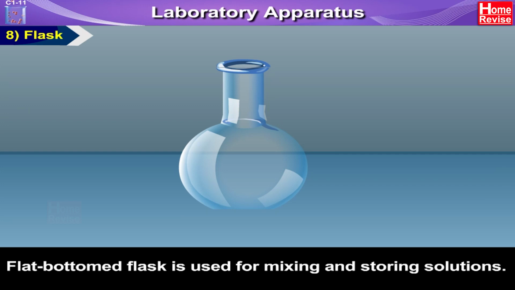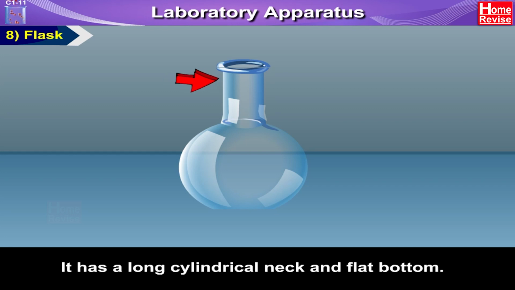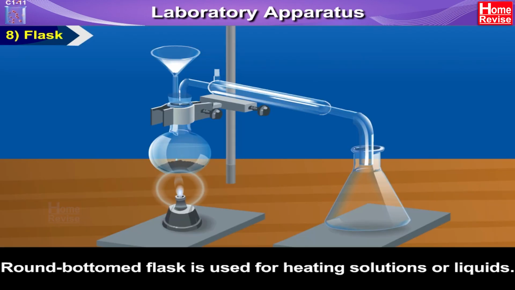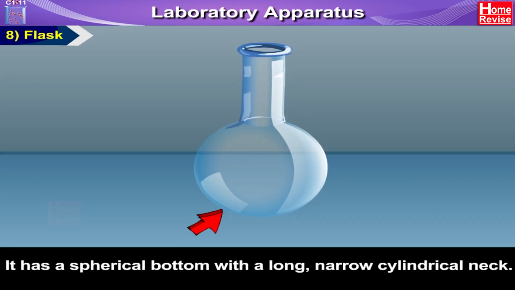Flat-bottomed flask is used for mixing and storing solutions. It has a long, cylindrical neck and flat bottom. Round-bottomed flask is used for heating solutions or liquids. It has a spherical bottom with a long, narrow, cylindrical neck.